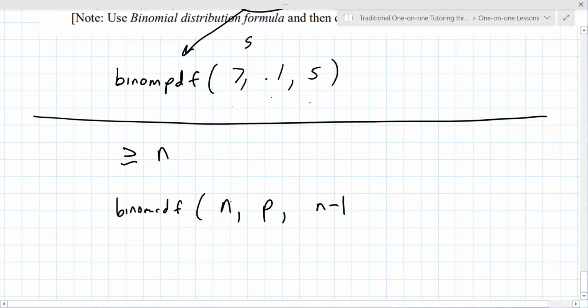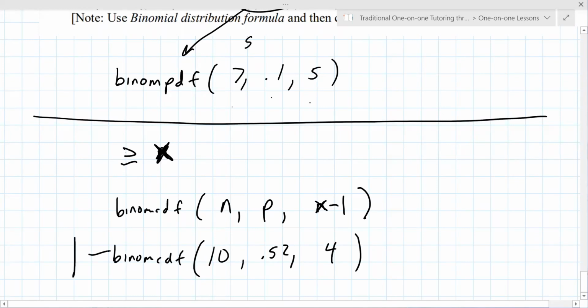Okay, 15. So I use binomial CDF, and then the numbers I put in would be, if we're talking about number 15, it's 10 trials. So it would be 10, comma, 0.52, comma 4. Then you would have to do 1 minus that when you get that value. Gotcha.